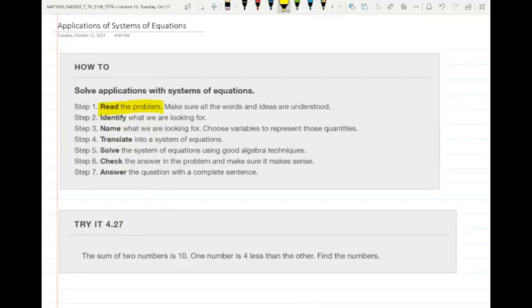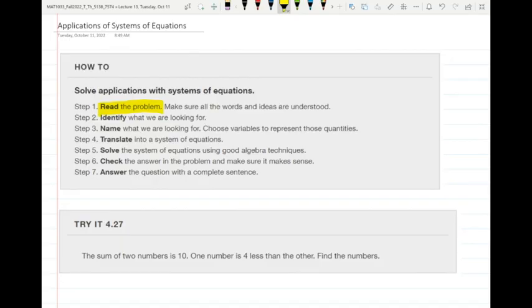You have to make sure that you understand what the problem is telling you. Understanding doesn't mean knowing how to solve it. You may have no idea how to solve it, but you need to be able to say what's happening in the problem. Okay? Once you understand what the problem is telling you, then you can identify what you need. What are you looking for? What's the question? What is it that you want to answer here? So that's a natural second step.